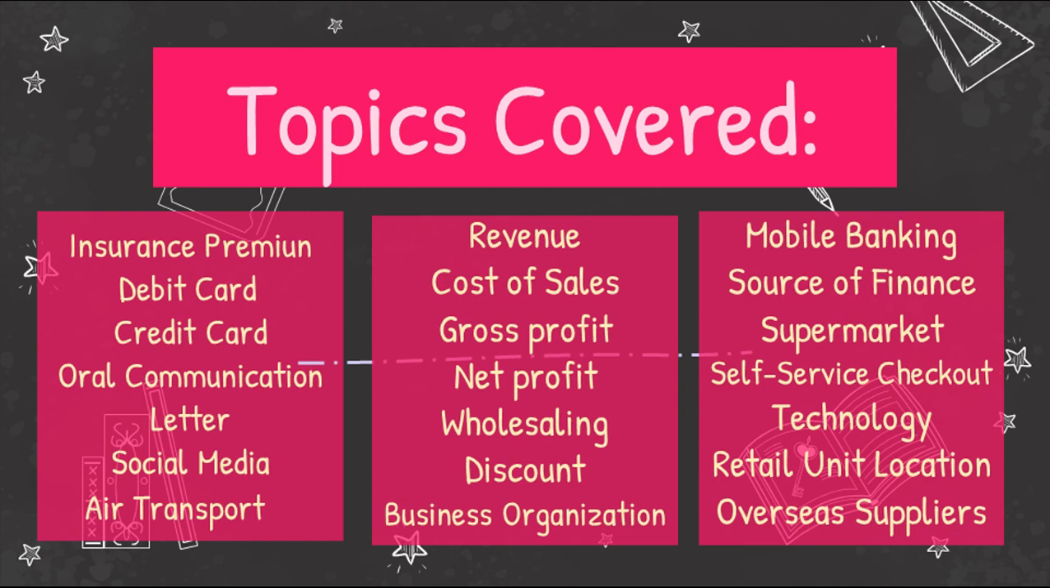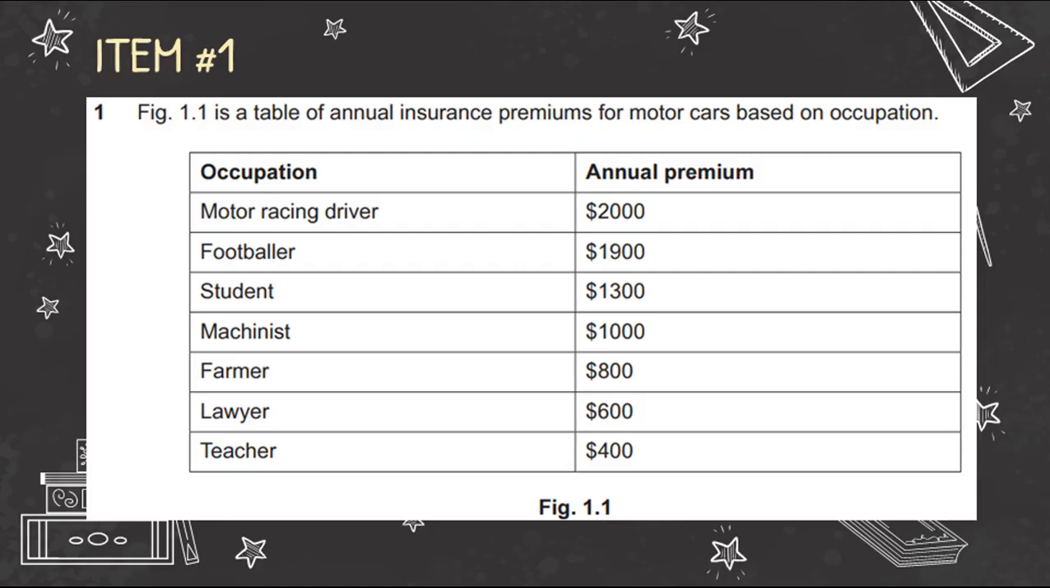Always remember that commerce is the distribution of goods and services. So commerce is one of the subunits of business studies. Item number 1 is all about insurance premium. And when we say insurance premium, it is the money that is paid by any person or a company or a business for availing of an insurance policy. So it is an amount to be paid for a contract of insurance.